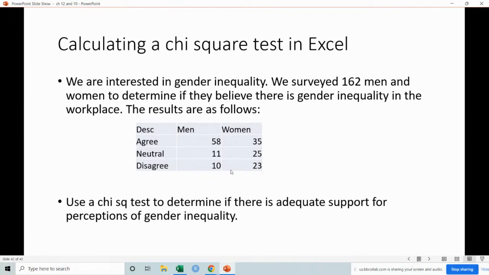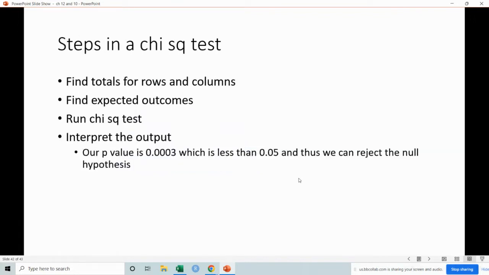And this is kind of how they voted. So I want to use a chi-square test to determine if there's adequate support of perceptions of gender inequality. It's a kind of odd distribution. Men seem to agree. Women seem to be equally distributed between them, with more women disagreeing than men. So does our sample hold up based on what we would expect? What we need to do is sum rows and columns and find the expected outcomes. Then we're going to run our chi-square test and interpret.